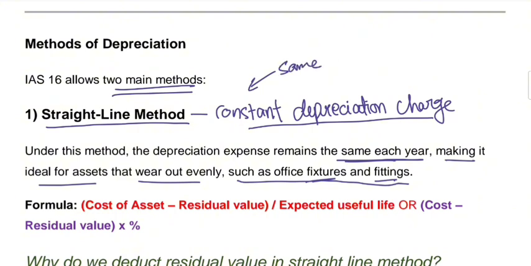For that purpose, you will use the formula as cost of an asset minus the residual value. So from the cost of an asset, you will deduct the residual value, and you will divide this by the expected useful life. Why are we dividing?